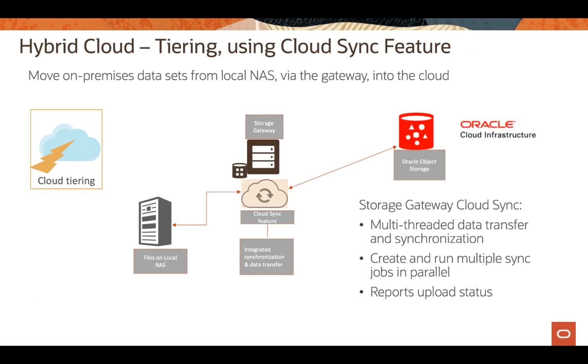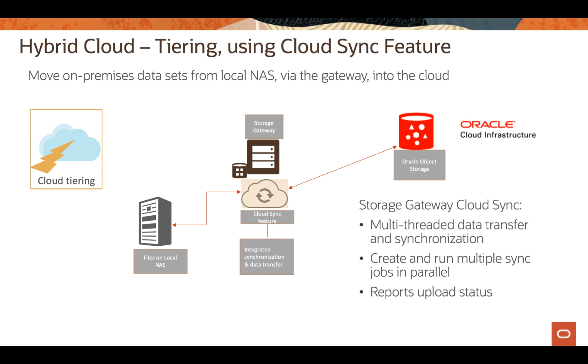So this is an option that you can use for hybrid cloud, what we call tiering, using Cloud Sync feature. So that's going to give you the ability to connect to any local NAS that you have on your on-premises environment. And Cloud Sync feature will keep monitoring and watching any changes on that specific file system or that specific folder. And then storage gateway will recognize that and start copying the data from your NAS to the storage gateway. And then from there, it's going to send that over to the object storage.